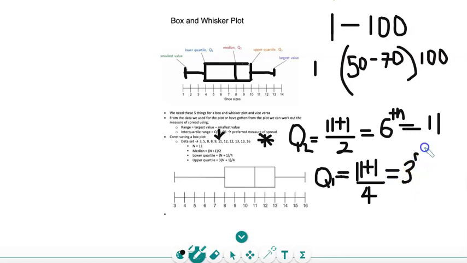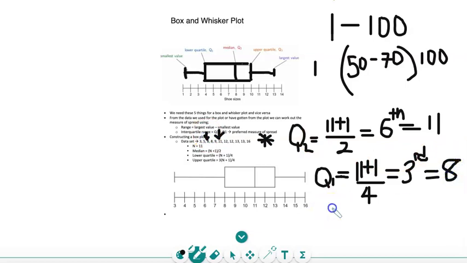Again, this is not our lower quartile. This is the position of our lower quartile. So the position here is 3, is the 3rd number. So 1, 2, 3. Our lower quartile here is 8.